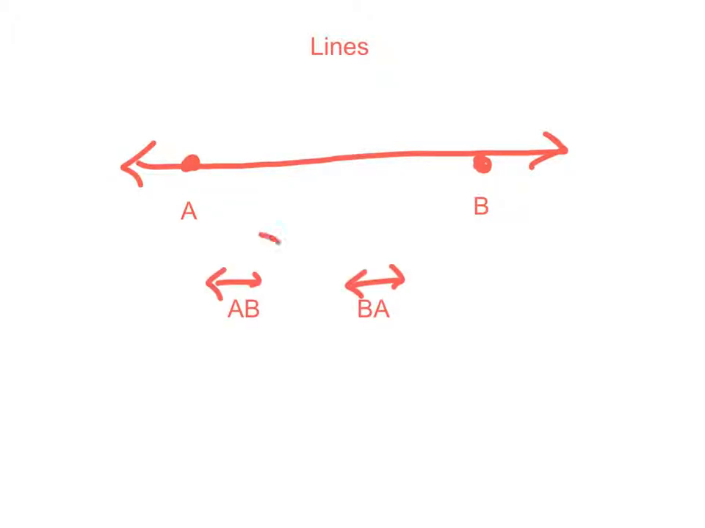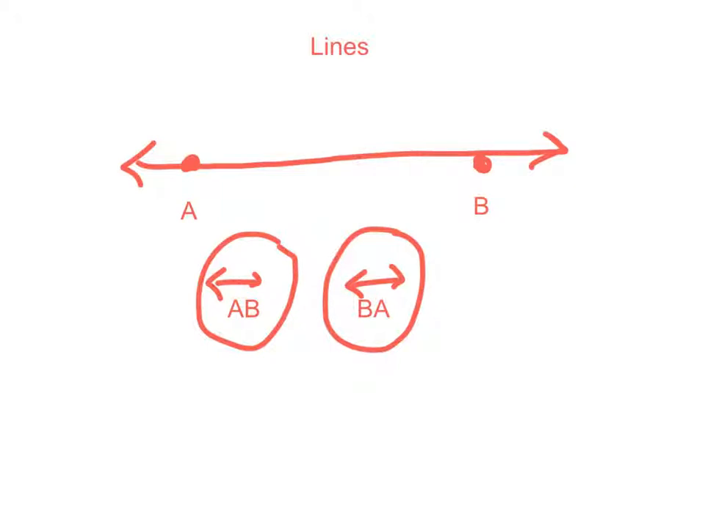This time you'll notice that when you represent it with the symbols, instead of just a short line, each of those will have an arrow on each end. This would be called line AB or line BA. And how is this different from a line segment? Well, a line segment has a beginning and an end, whereas a line goes on endlessly in both directions.